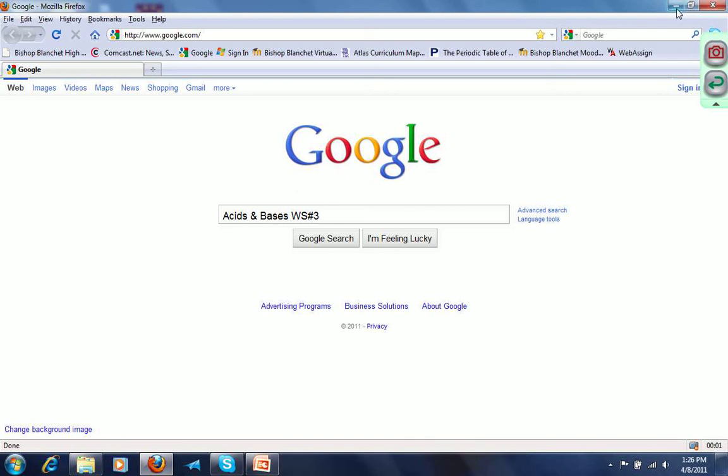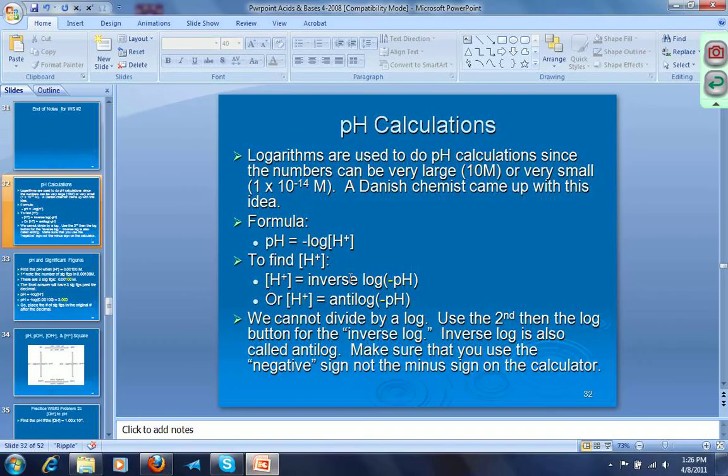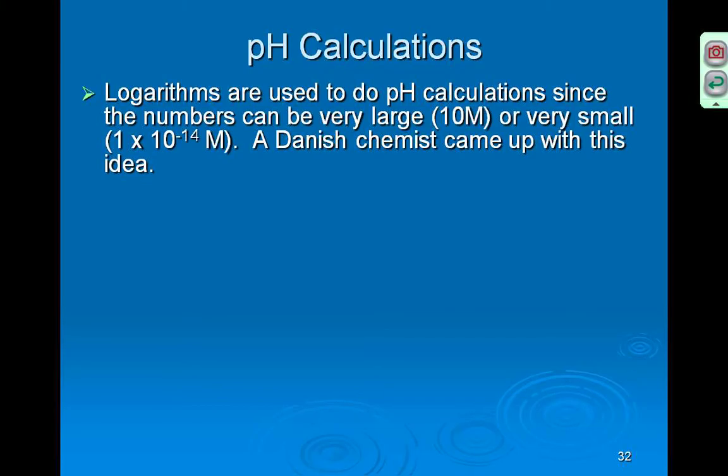These are notes for acids and bases, worksheet number 3. pH calculations. Logarithms are used to do pH calculations since the numbers can be very, very large or very, very small. A Danish chemist came up with this idea. Here's the formula. pH equals the negative log of H+.